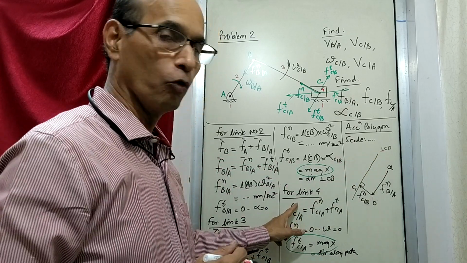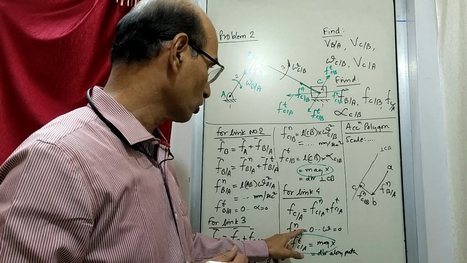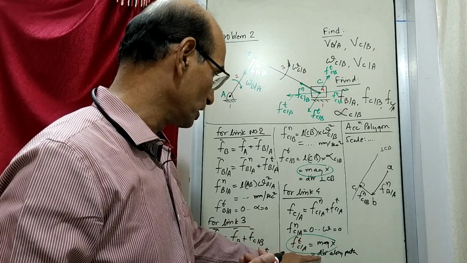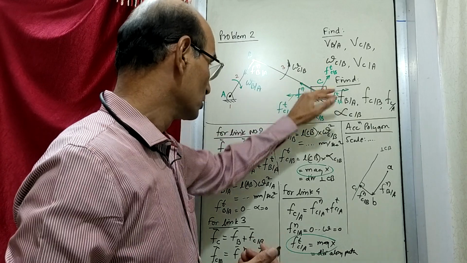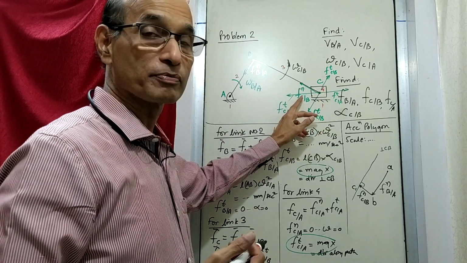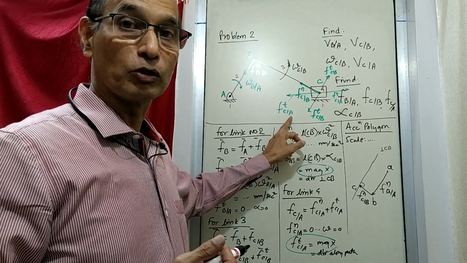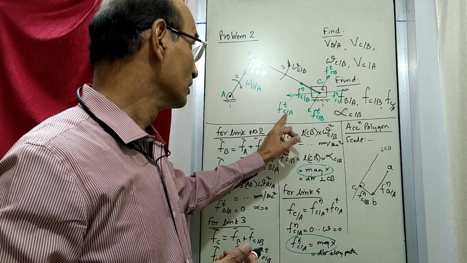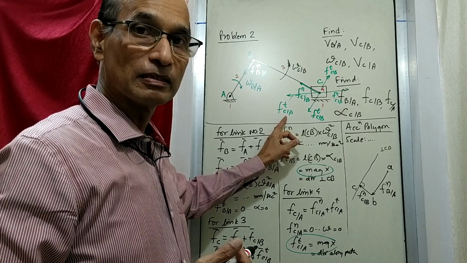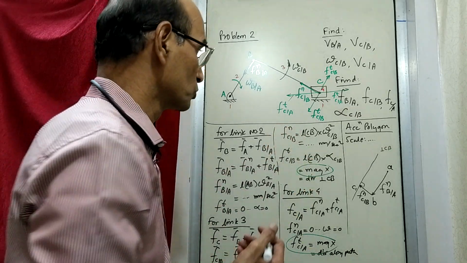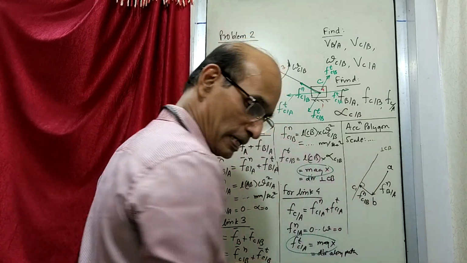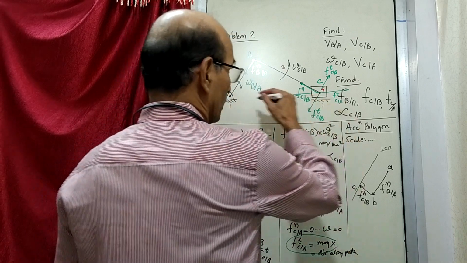Now come to link 4. For link 4, normal is not there and tangential is along the path. So acceleration of C with respect to A, like this. So we have to draw this from a. So from a, we draw a line along the path like this.